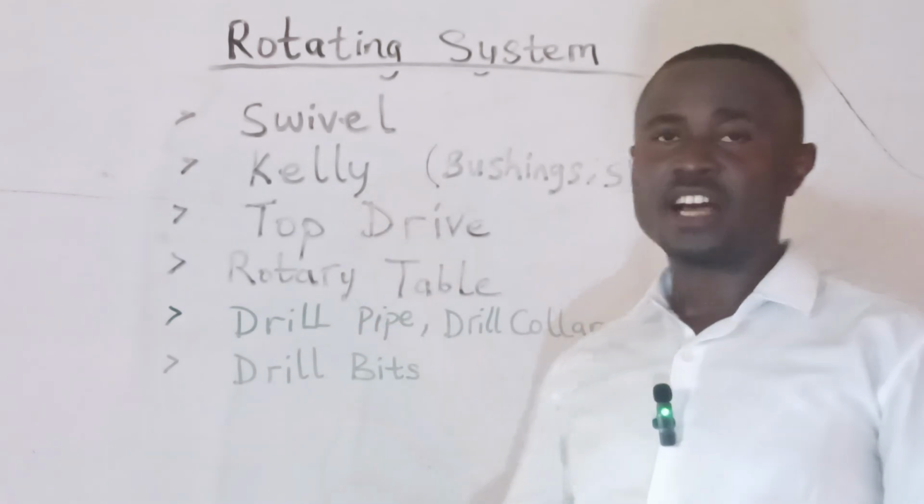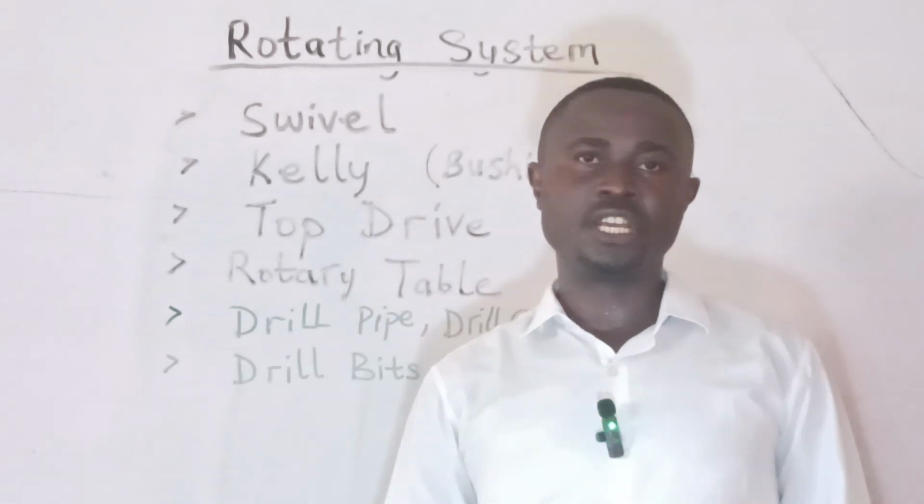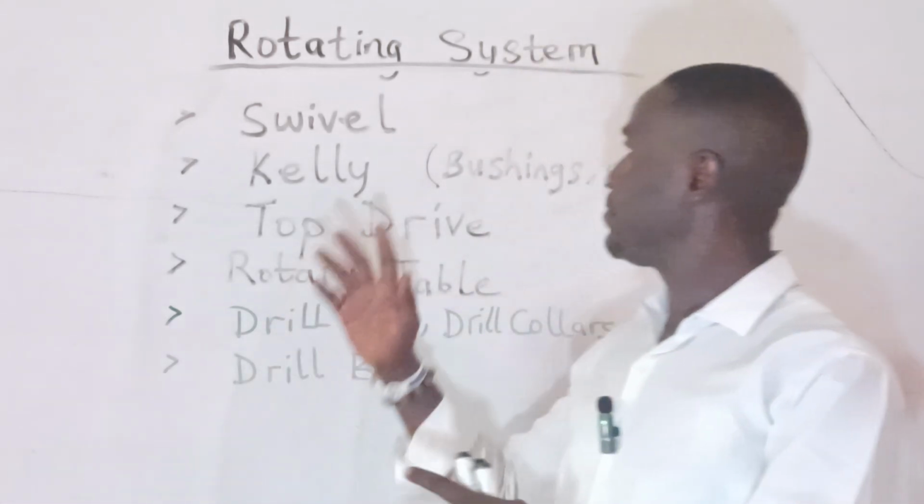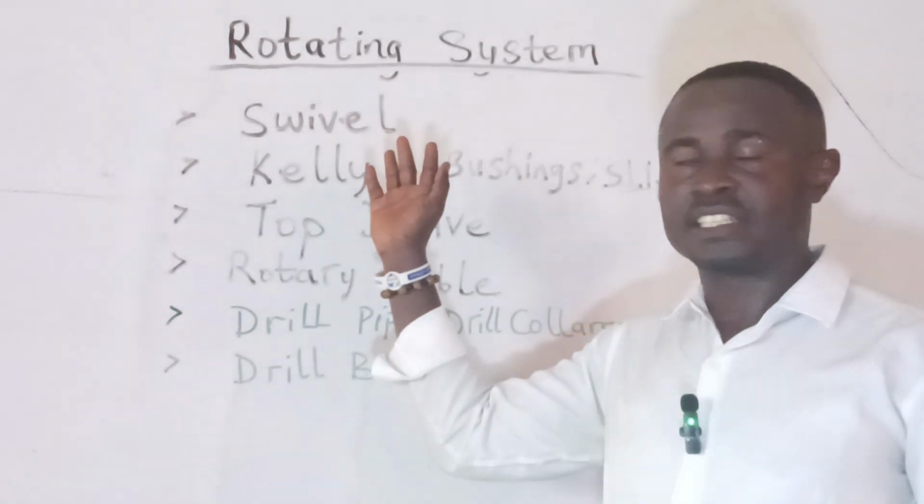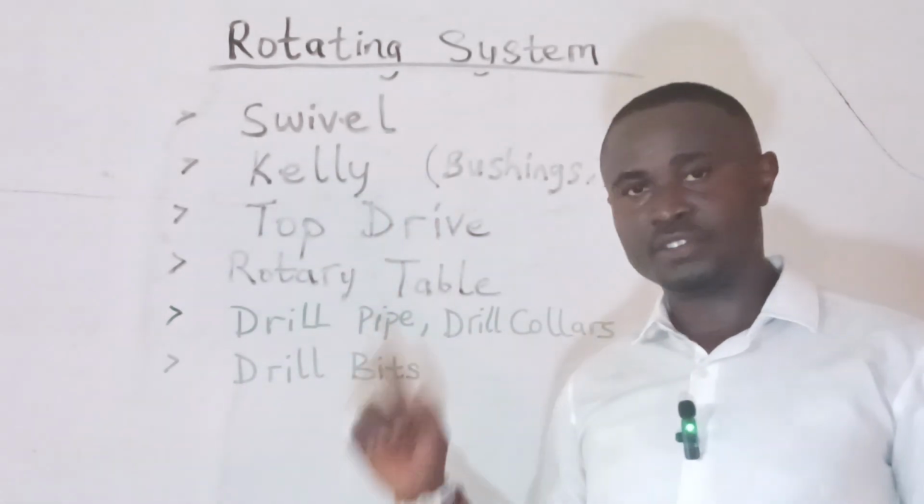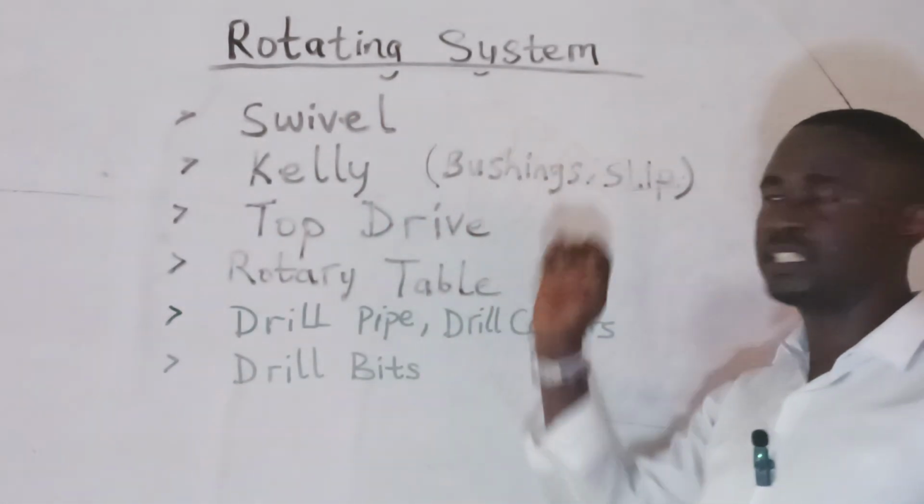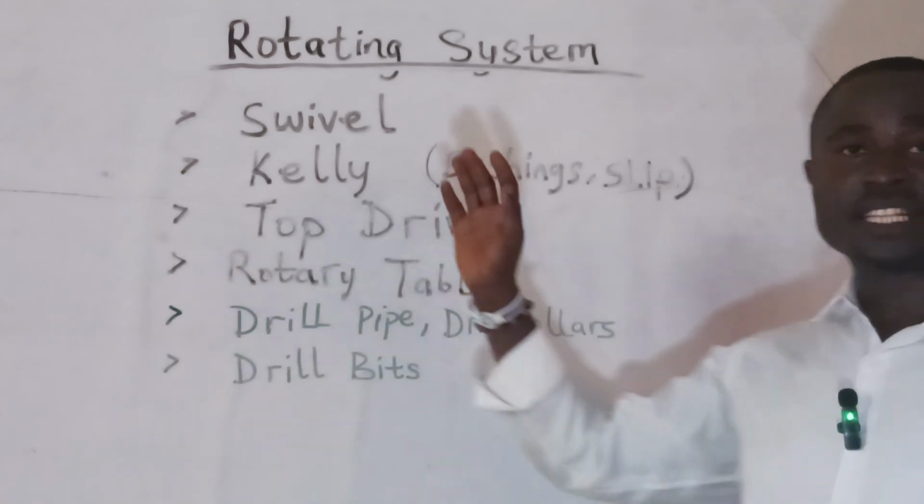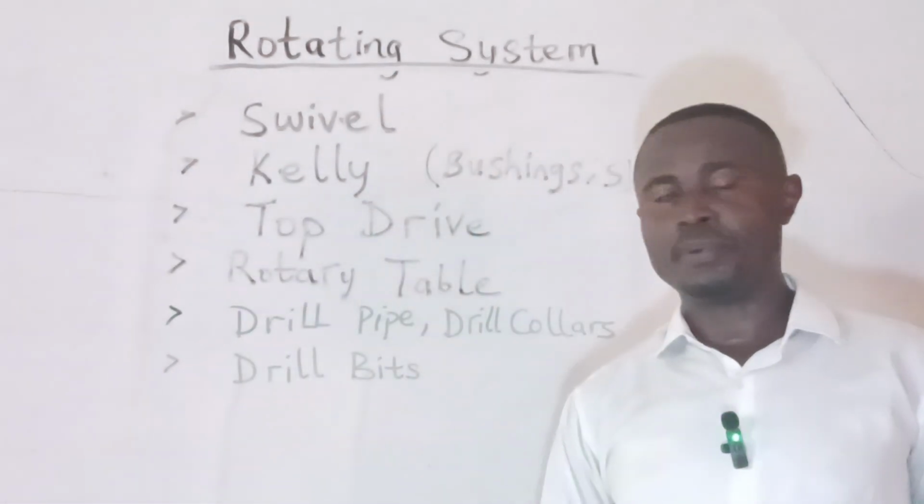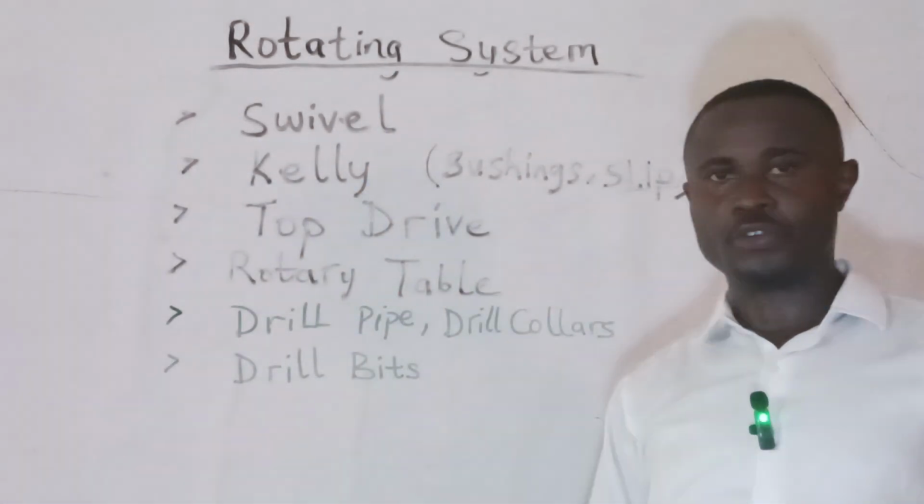Today we'll be continuing our series on the rotary drilling operation. We have one of the critical processes in the rotary drilling operation, which is the rotating system. For the rotating system, we have at the top of the ladder the swivel.